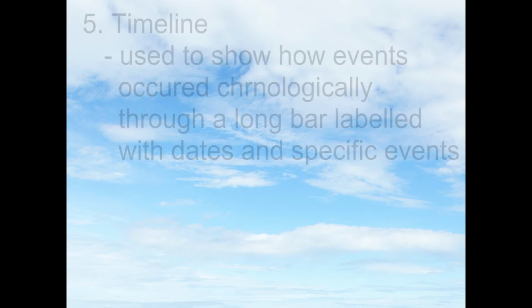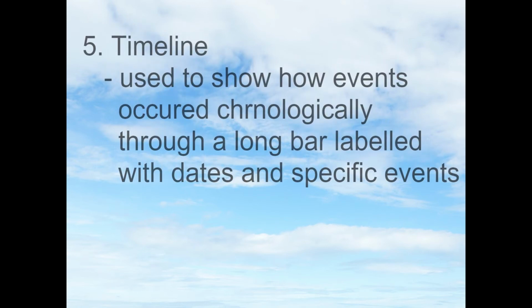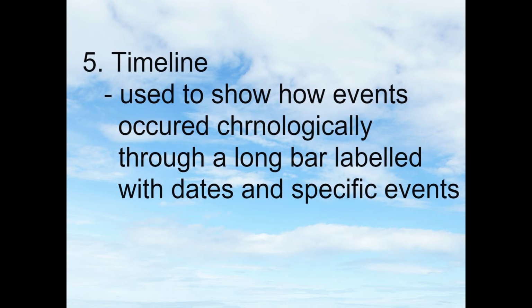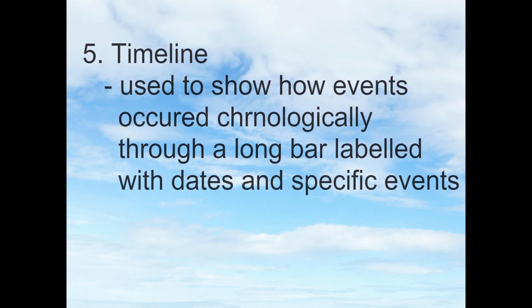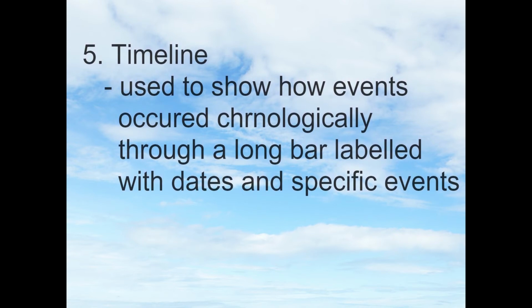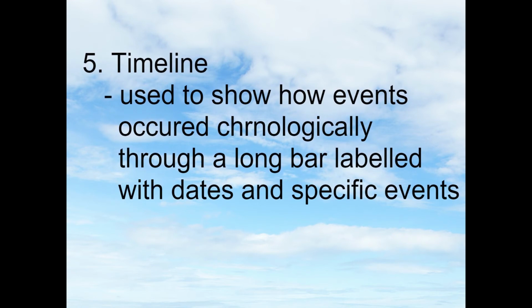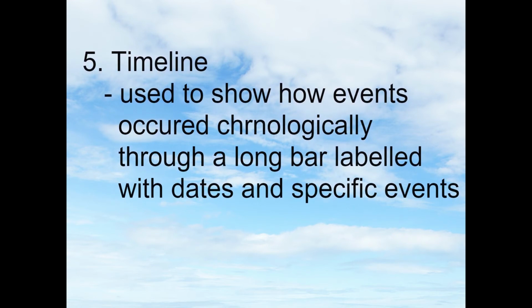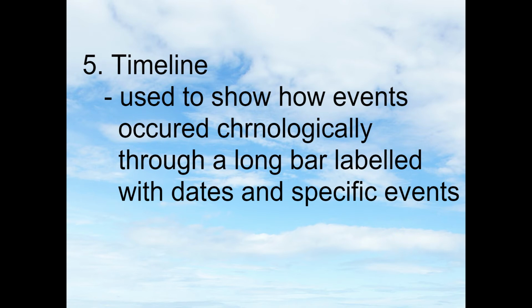Another is the timeline. Timeline is used to show how events occurred chronologically through a long bar labeled with dates and specific events. Timelines can be linear or comparative. A linear timeline shows how events happened within one period, while a comparative timeline shows two sets of events that happened within the period.